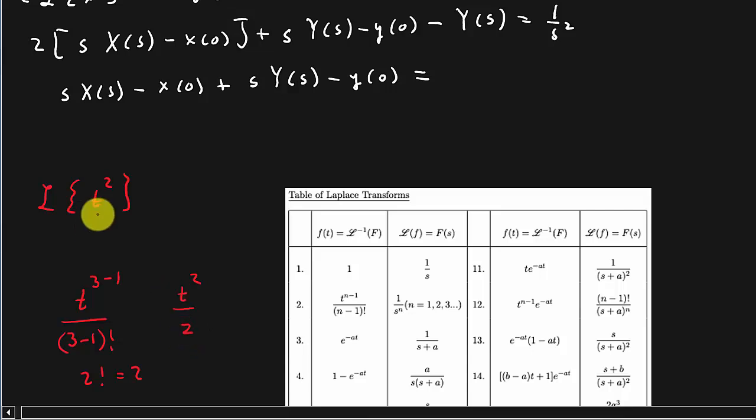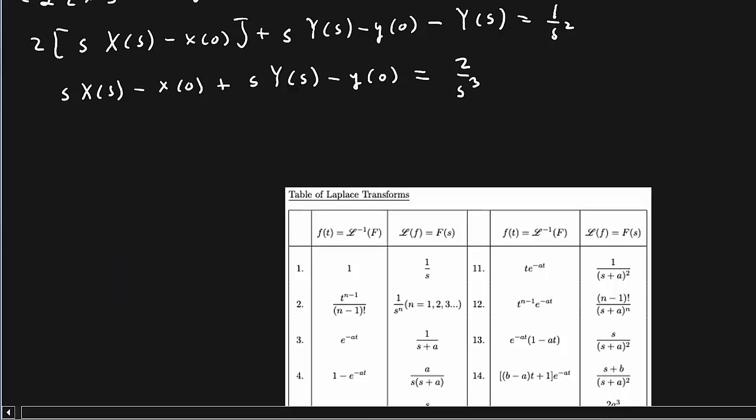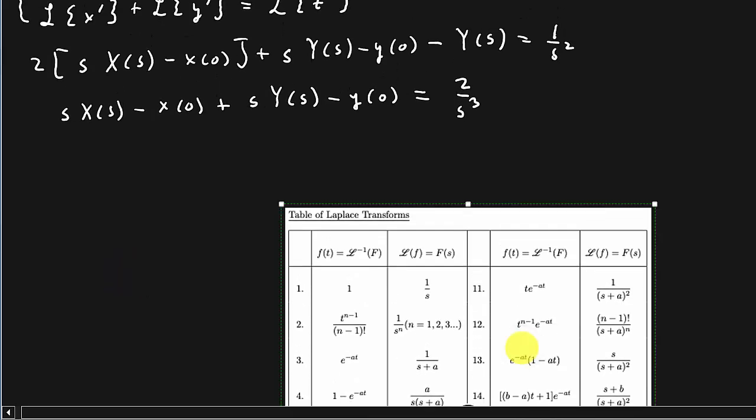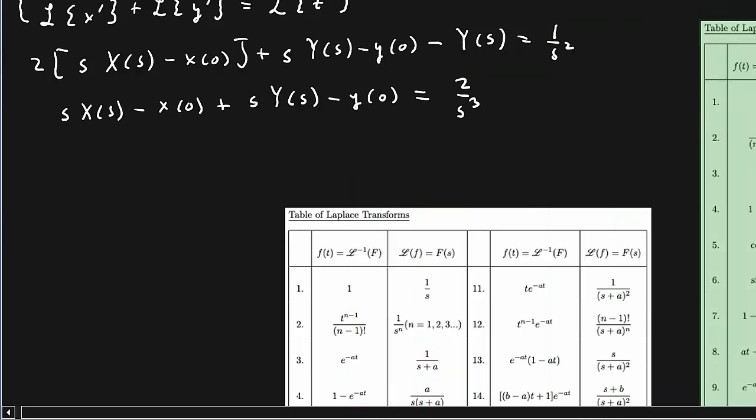So I need a 2 in the denominator. If I divide by 2, I need to come outside and multiply by 2. So now this would be 2 times the Laplace transform of t squared over 2. Well, n is 3, so that would just be 1 over s cubed, and 1 over s cubed times 2 is 2 over s cubed. So this is 2 over s cubed. Okay. Now, solving these systems, there is the assumption that you know how to do Laplace transforms. So let me move this back out of the way.